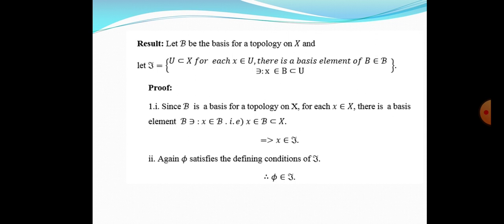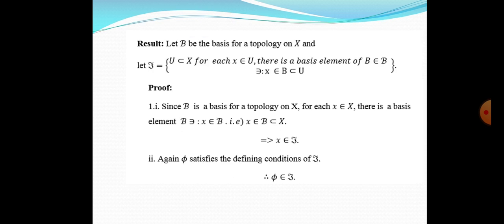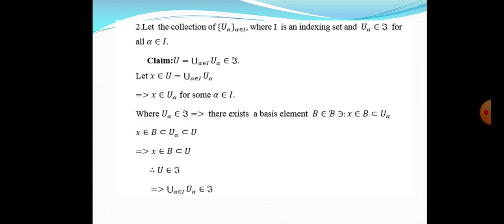If X belongs to tau, next we have to verify the empty set belongs to tau. Here again the empty set satisfies the defining conditions of tau. Therefore the empty set belongs to tau because the empty set has no elements. So first X belongs to tau and the empty set belongs to tau. Therefore the first condition is satisfied.